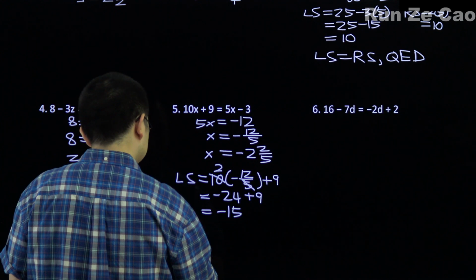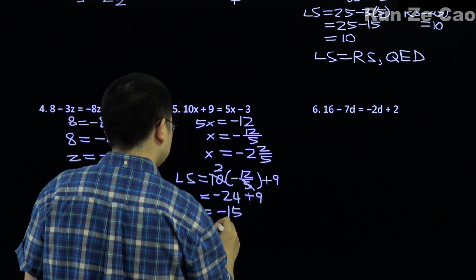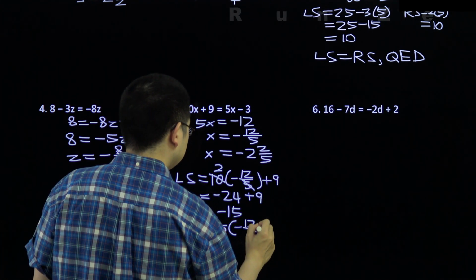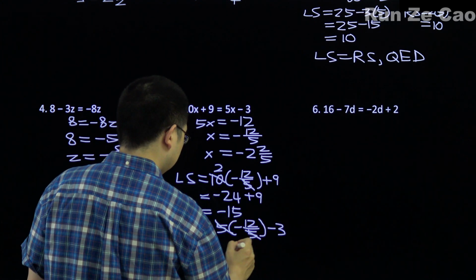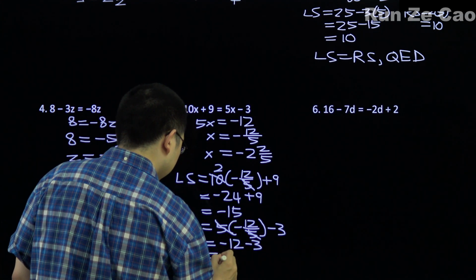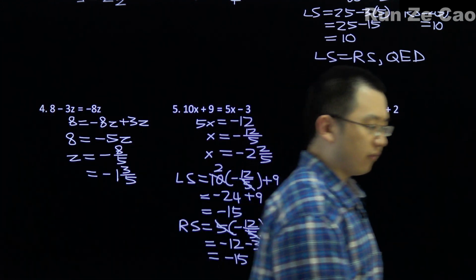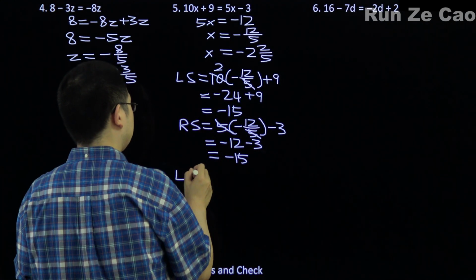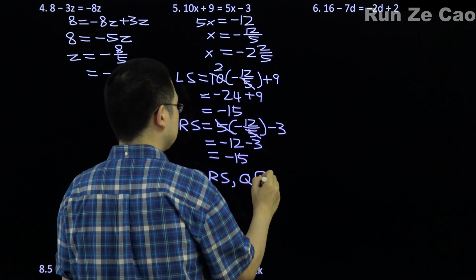Now, right side is 5x, 5 times negative 12 over 5, minus 3. These cancel out. So you get negative 12 minus 3 equals negative 15. So you have left side equals right side, QED.